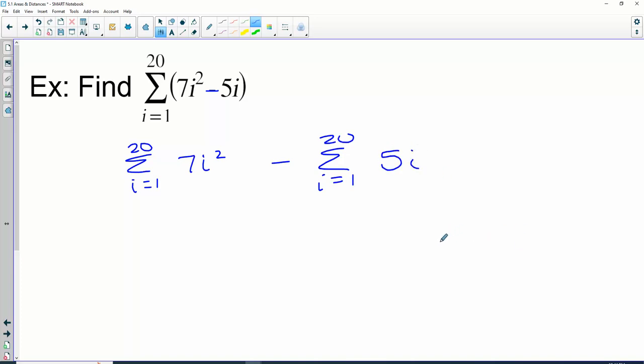So what else can we do? The constant one, where you pull the constant, the coefficient, out. Yeah, that's what I meant. So we could take out the 7. So 7 times the sum from 1 to 20 of i squared, minus 5 times the sum from 1 to 20 of i.